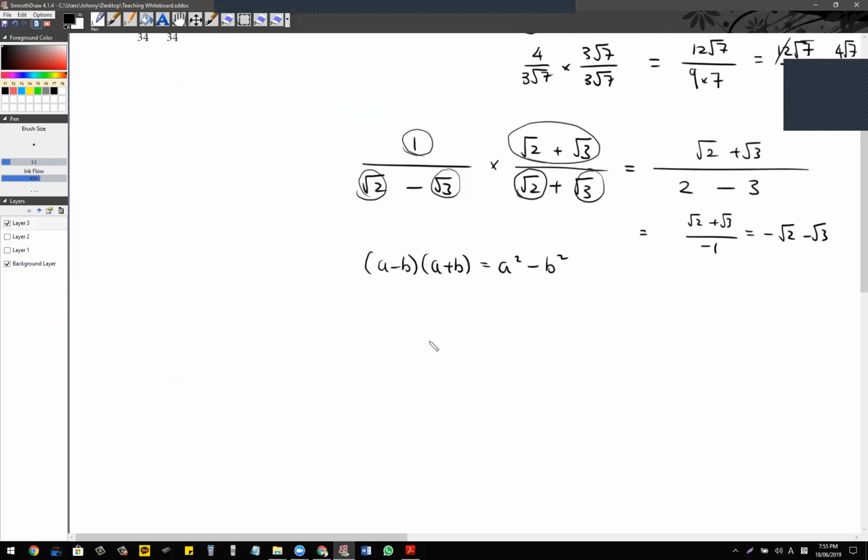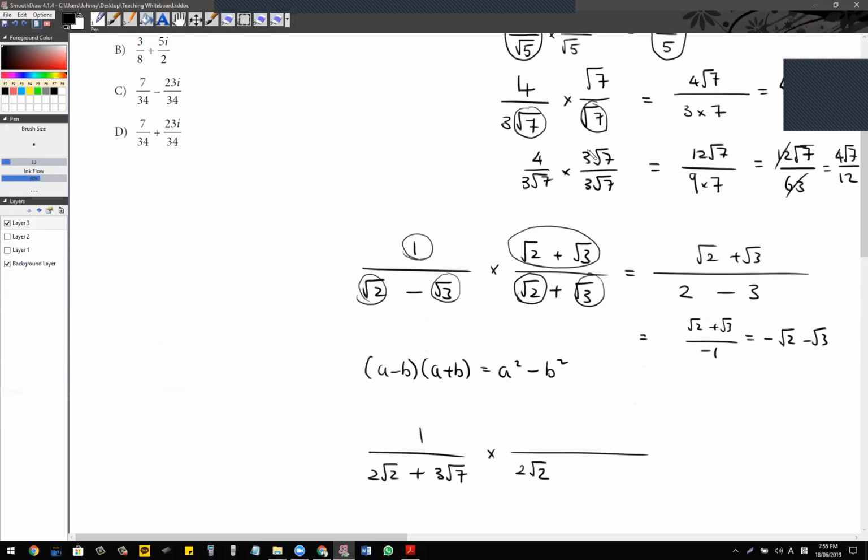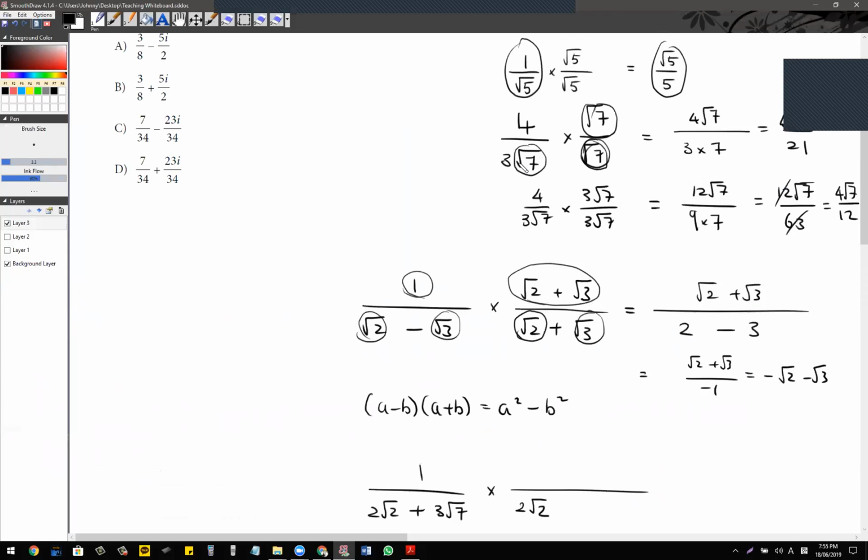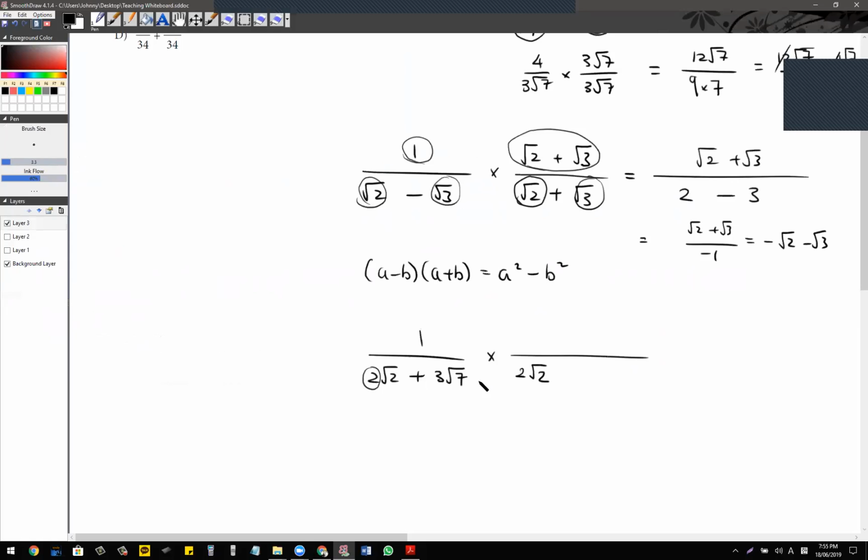If you have 1 over 2 root 2 plus 3 root 7, times it by what? In this case, you have to include everything, even that as well. You have no choice. Like over here, you could just multiply by root 7, not 3 root 7, that overcomplicated it, but in this case, you have to include this one. So 2 root 2 over. Plus. Does that make sense to you?